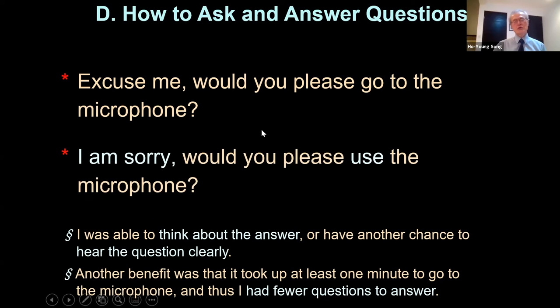You are old and well known, so you can use this one. "I am sorry. Would you please use the microphone?" In San Antonio and many universities, I asked this question. Half of them say, yes, it's okay. But when I said this one, they said, oh, you are right, we should be modest, or we have to respect it. That's why "I'm sorry. Would you please use the microphone?"